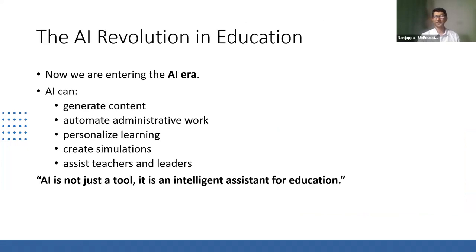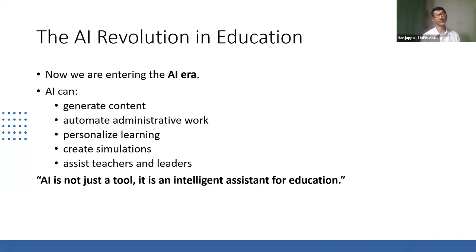In the last 5 years, we have seen a lot of changes when AI came in. So now we are in the AI era. With AI, we are able to generate content. We are able to automate a few of the tasks. Personalized learning has come in. We can create wonderful simulations, and AI is not just a tool, it is an intelligent assistant. It could be for a school leader, a teacher, or a student.